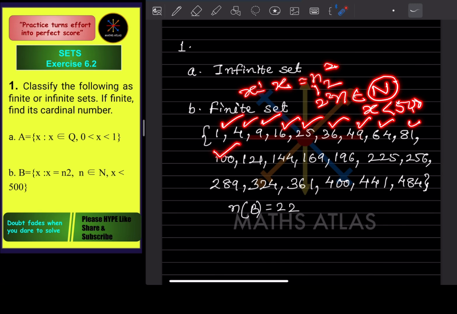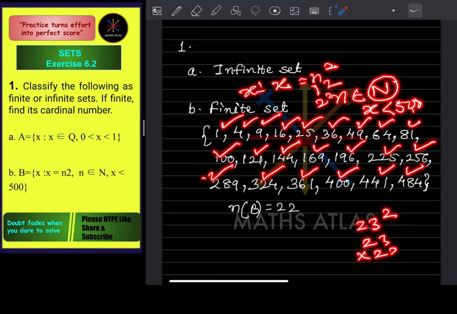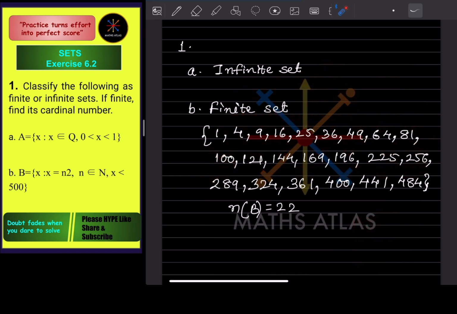This will be 10 square, 11 square, 12 square, 13 square, 14 square, 15 square, 16 square, 17 square, 18 square, 19 square, 20 square, 21 square, and 22 square. But it should be less than 500. If we go for 23 square, that is 22 into 23, that goes more than 500. So now this is a finite set. It doesn't go on.